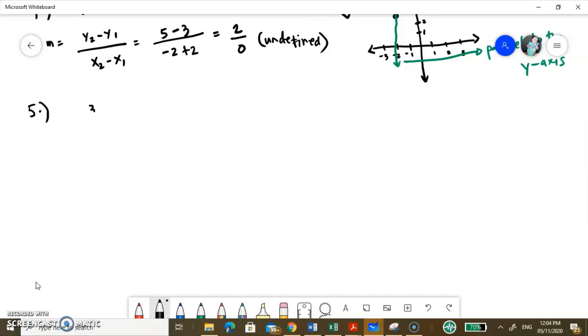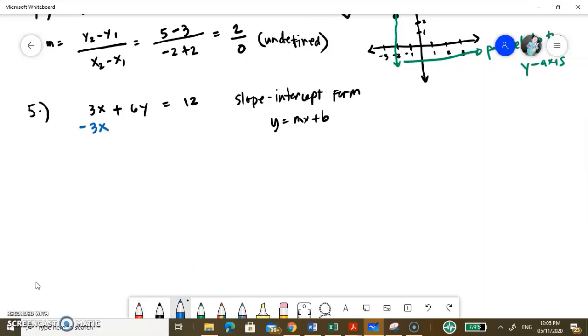If you're given, example, 3x plus 6y equals 12. Ayan, example. So, how are we going to find the slope of the line here? So, gagamitin natin yung slope-intercept form. So, i-convert natin siya into slope-intercept form, which is y equals mx plus b. Okay, using the properties of equality. Ang gagawin natin dito ay mag-add ng negative 3x, ganun din sa kabilang side, plus negative 3x. So, this would be 6y. That would be equal to negative 3x plus 12. Ayan, kinopya na natin si 12.